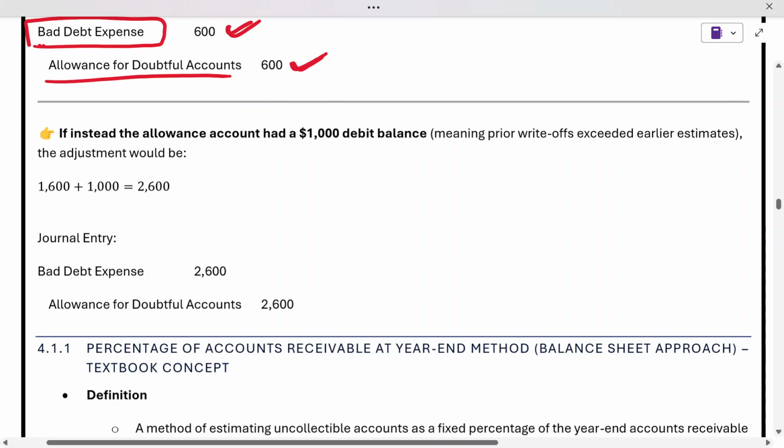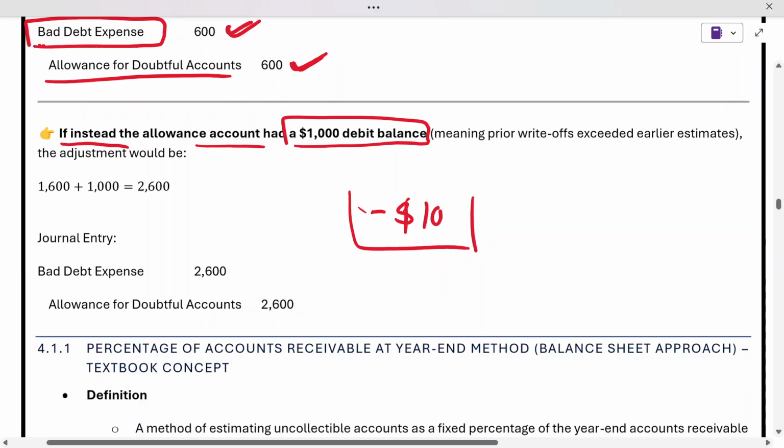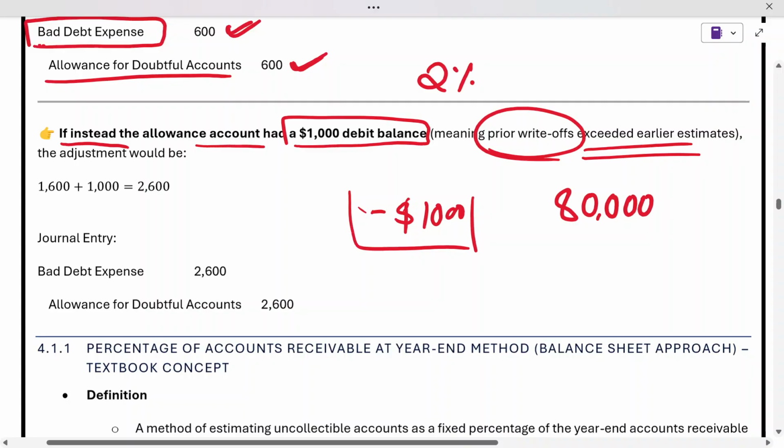Now the question says, if instead the allowance account has a $1,000 debit balance, which means there is no balance, or a negative $1,000 balance in this bucket. This happens because we wrote off more than the earlier estimates, which is like if there are more bad debts compared to your provisions, then this situation may happen. And the company is saying we need to keep a 2% bad debt provision out of this $80,000. So $80,000 into 2% gives us $1,600.